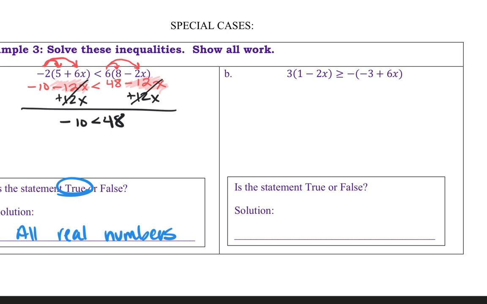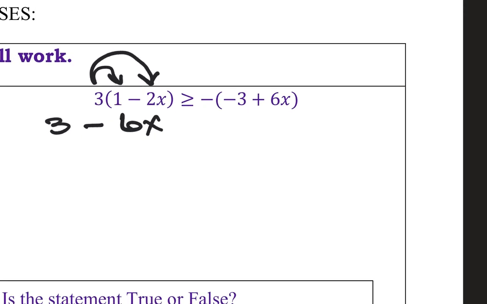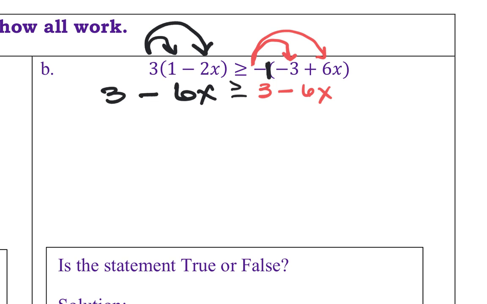All right, let's look at the next one. So we have 3 times 1 is 3. 3 times -2 is -6x. Then we bring down the sign. This is a -1, remember, -1. -1 times -3 is 3. And then -1 times 6 is -6x. All right. And always do the x's first, right?